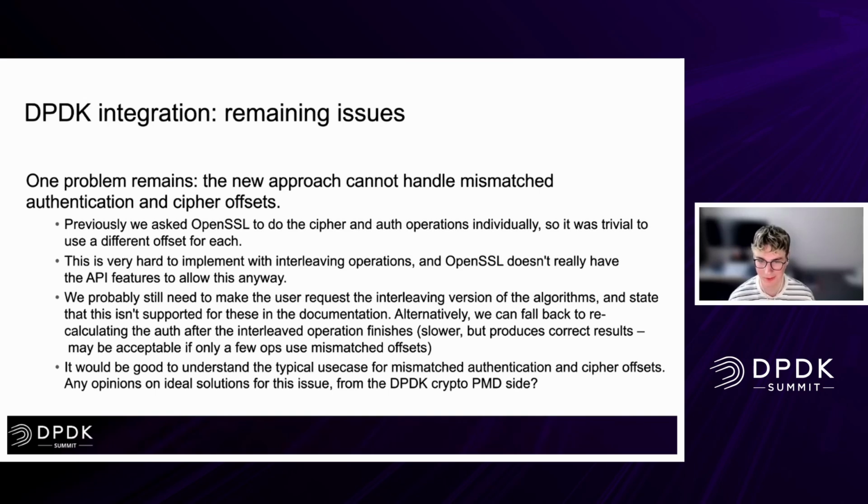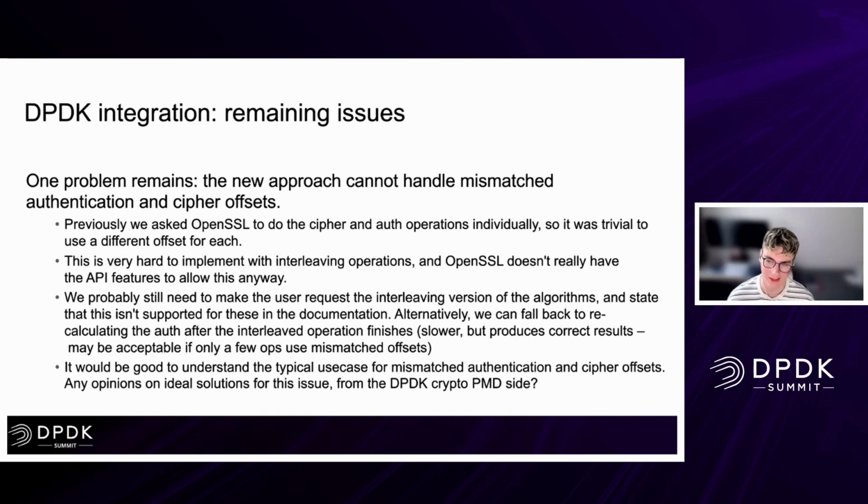But this is very hard to implement with interleaving operations, as you can imagine, because we're trying to do both at the same time. And OpenSSL doesn't really have the API features to allow this anyway. OpenSSL doesn't allow you to give an offset. We were just giving it a later start of the buffer. So this does mean we probably still need to make the user request the interleaving version of the algorithm specifically, and then document somewhere that you can't have mismatched offsets for this.